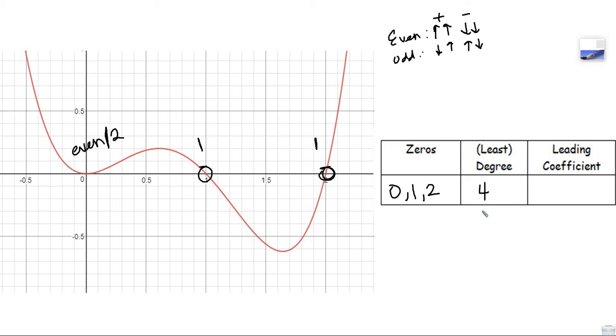Okay, now we should have expected this to be even because both of our ends are going in the same direction. And because they're both going to the positive, we know that our leading coefficient must be positive. Okay?